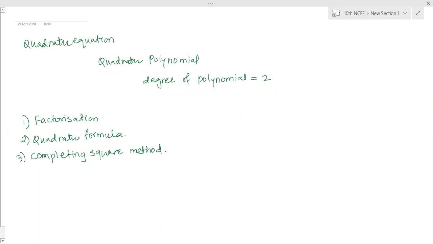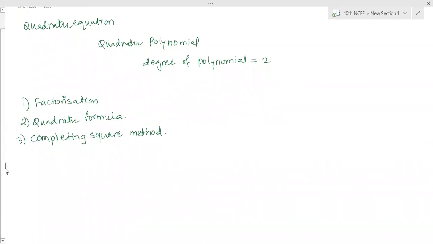To solve quadratic equations: factorization, that is by middle term splitting, you have seen last year. Now the quadratic formula, which you need to know in order to solve. And the completing square method, I will explain what it is, but it is not for the exam point of view. For the exam, they have removed this. Last year a circular came which shows that this method is removed. So what is the quadratic formula?